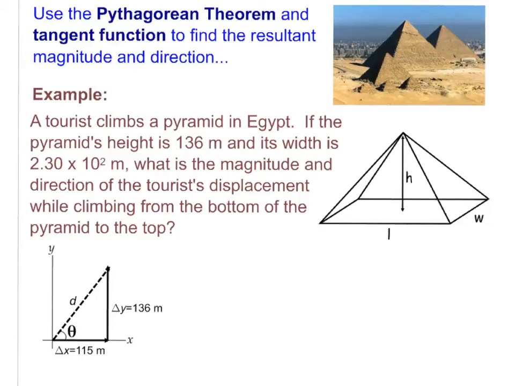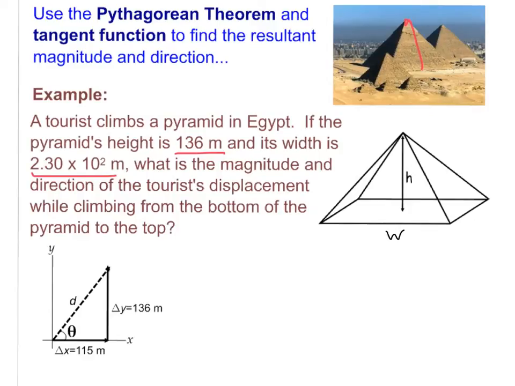Say a tourist climbs a pyramid in Egypt, right up the side. If that pyramid height is 136 meters and the pyramid width is 2.30 times 10 to the second meters, what is the magnitude and direction of the tourist's displacement while climbing from the bottom of the pyramid to the top? So if that tourist climbs from here to the top, we know the two different vectors that are contributing to that tourist's displacement. The first vector we want to know would be delta x.